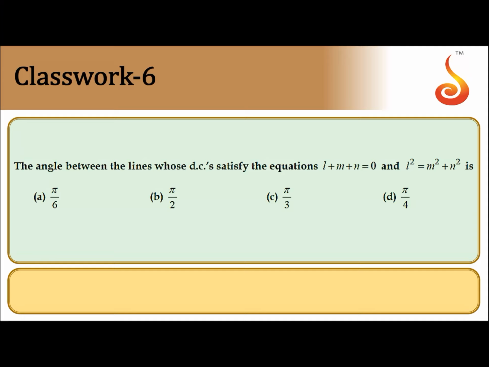Okay, let me take up example 6. Find the angle between the lines whose direction cosines satisfy the equations. You are given l plus m plus n equals 0 and l square equals m square plus n square. And you know l plus m plus n equals 0, so l equals minus m minus n.